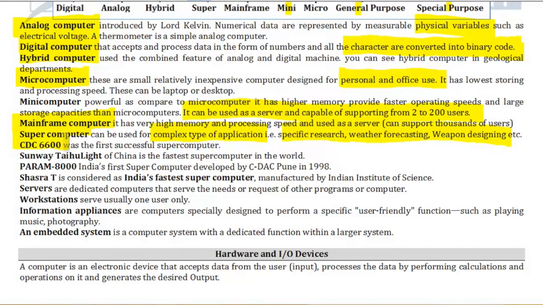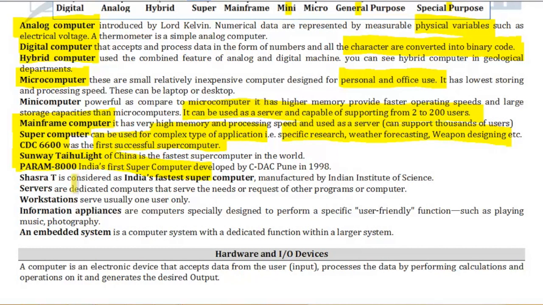CDC 6600 was the first successful supercomputer. So it can be asked in your examination which among the following was the first successful supercomputer, and the answer will be CDC 6600. Sunway TaihuLight of China is the fastest supercomputer in the world. Param 8000 is India's first supercomputer.